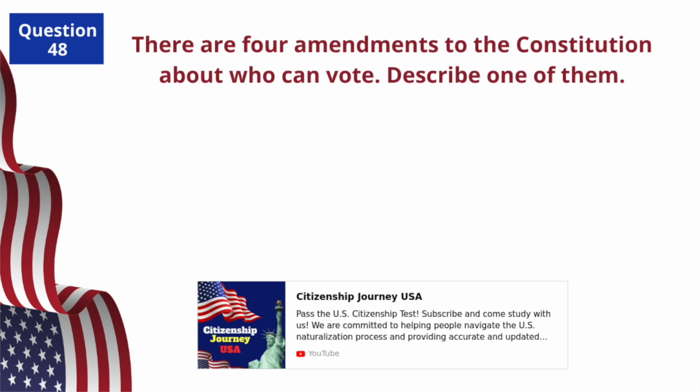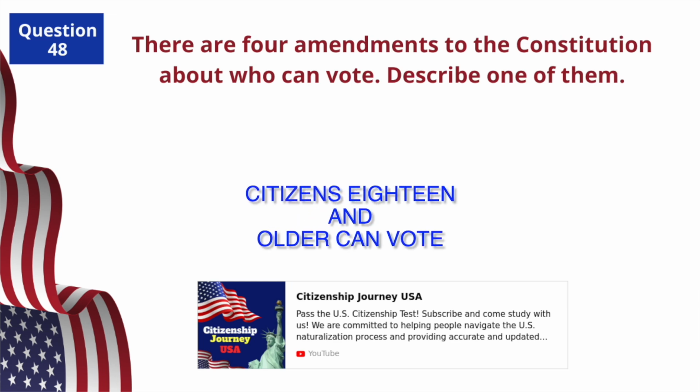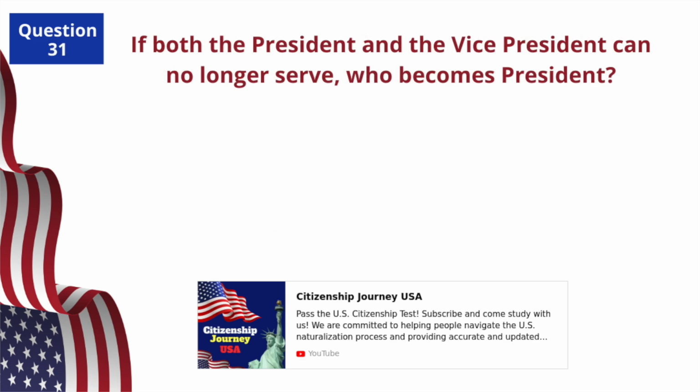There are four amendments to the Constitution about who can vote. Describe one of them. Citizens 18 and older can vote. If both the president and the vice president can no longer serve, who becomes president? The Speaker of the House.